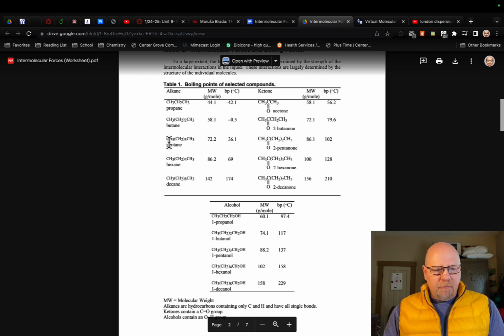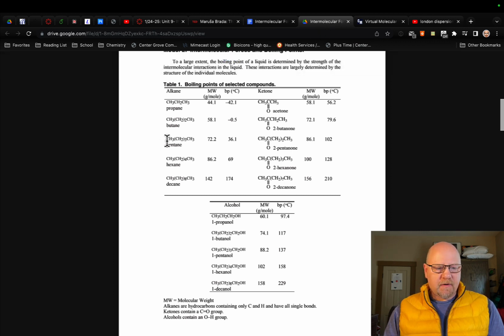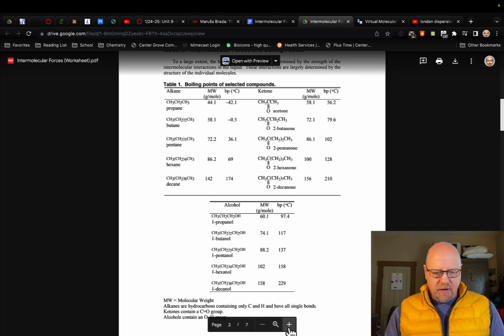So if I wanted to make pentane, pentane has this formula of C5H12. I'm going to zoom in here.